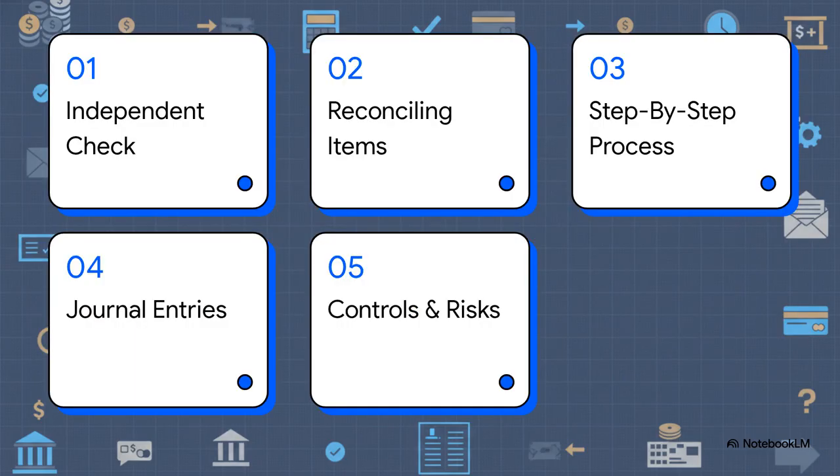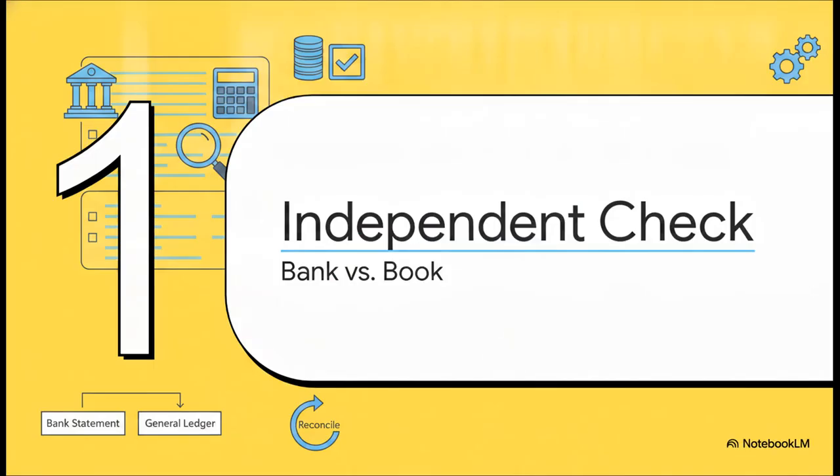So here's our roadmap for today. We'll hit the independent cash check, walk through the 4 common reconciling items, break down the step-by-step process, look at required journal entries, and wrap up with some absolutely critical controls and risks. All right, let's jump right into part 1, the independent cash check.